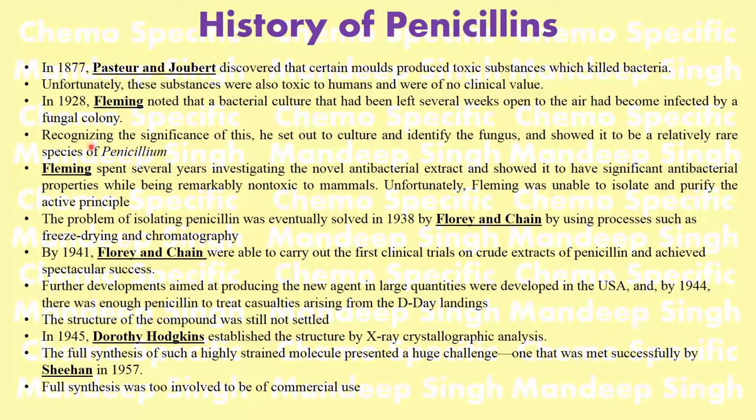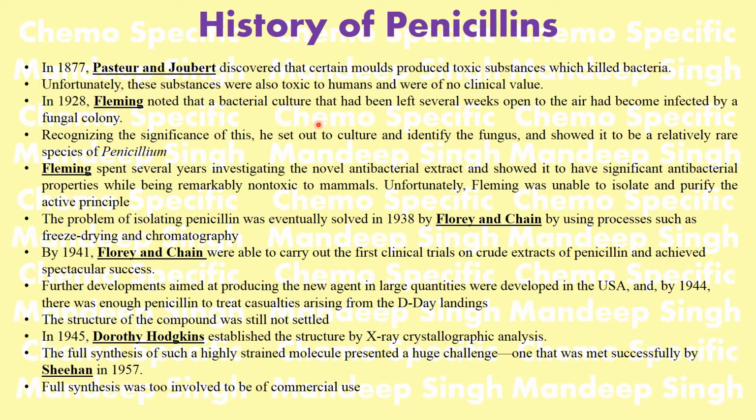If we go back into the history, the entire story started in 1877 when Pasteur and Joubert discovered that certain molds produce toxic substances, and these substances kill bacteria. But they found that these substances were too toxic for humans and were of no clinical use, but it gave some direction that certain molds could have potential application in the future. And now, flash jump to 1928.